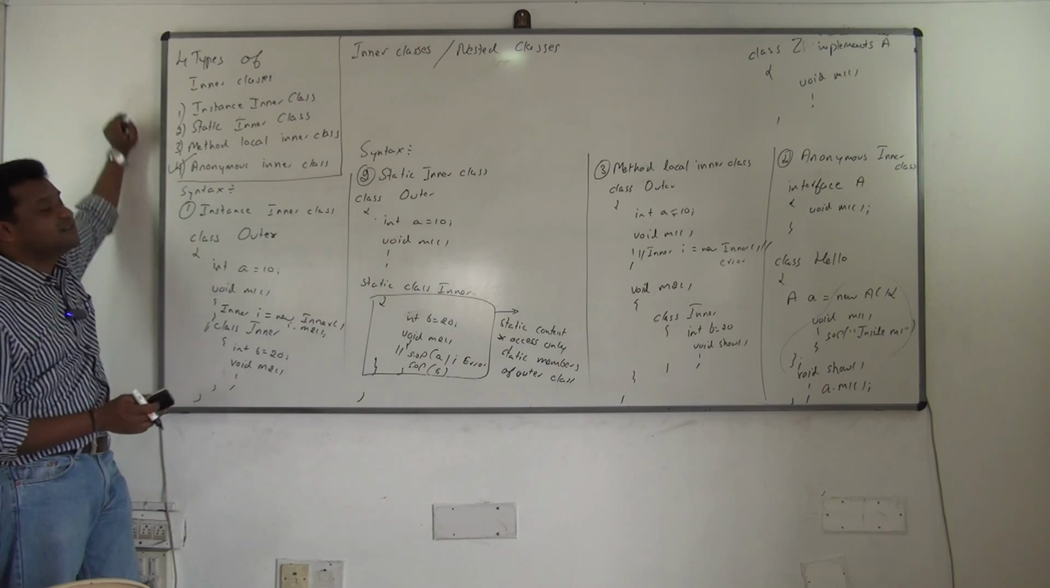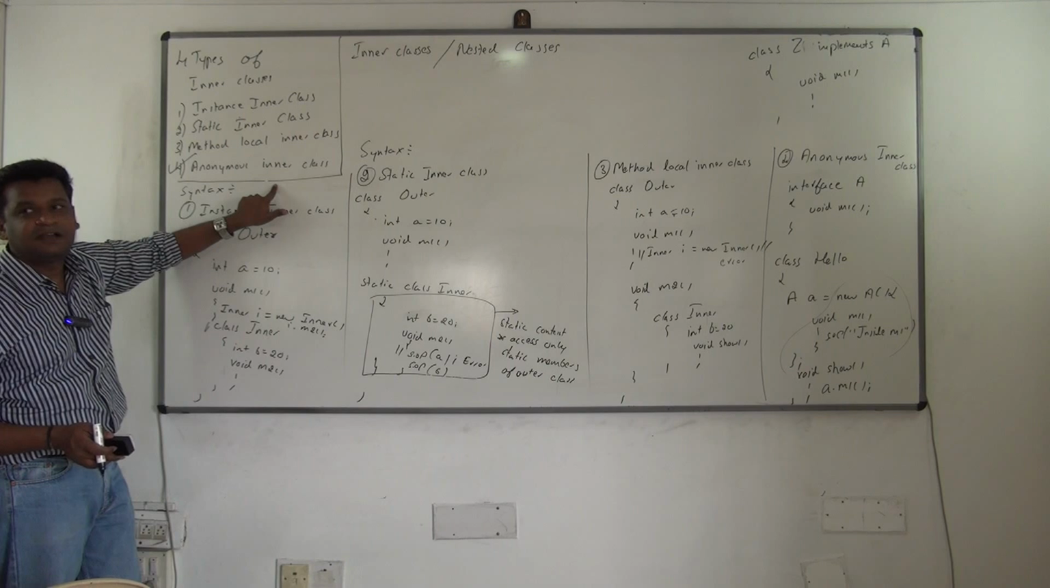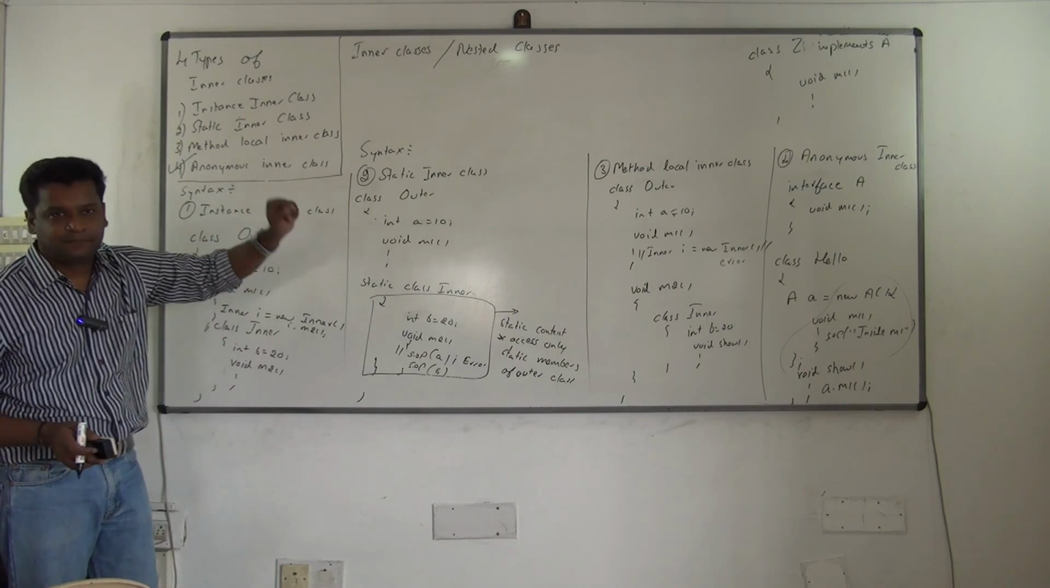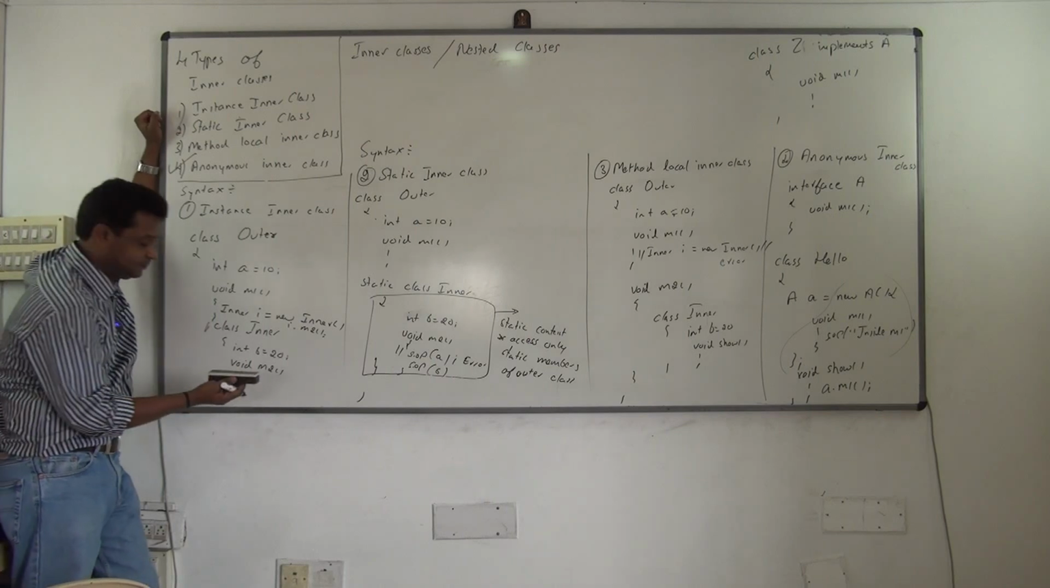A class within a class is called an inner class. But important, again I am repeating: an anonymous inner class means it's an inner class without a name. That's it. All clear?